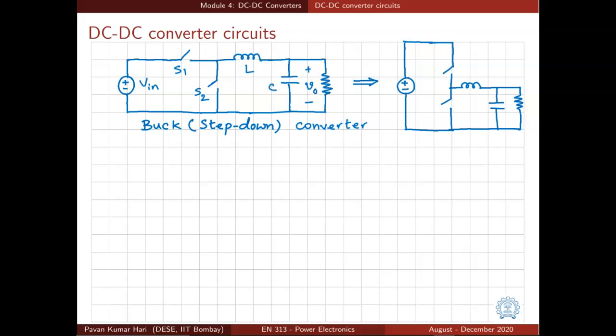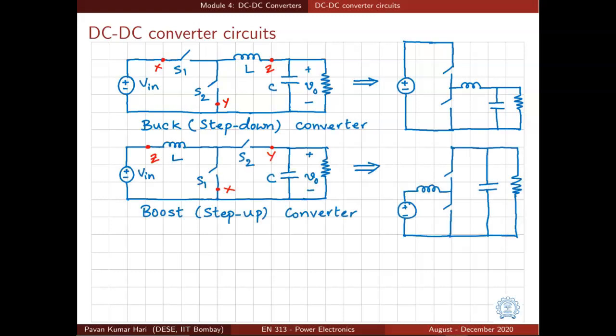In fact, this circuit can be seen as half of the bridge circuit that we have seen in our very first lectures, with an additional inductor and capacitor. The second converter that is shown here is known as boost converter, which is also step up converter. What do you mean by this? That the average output voltage is always more than the input voltage.